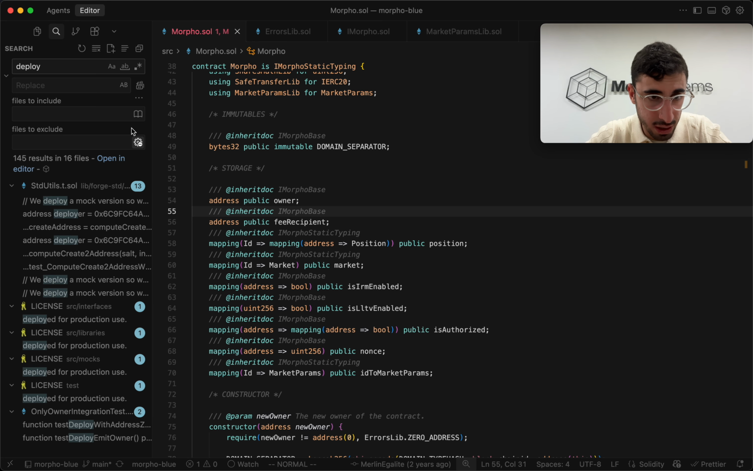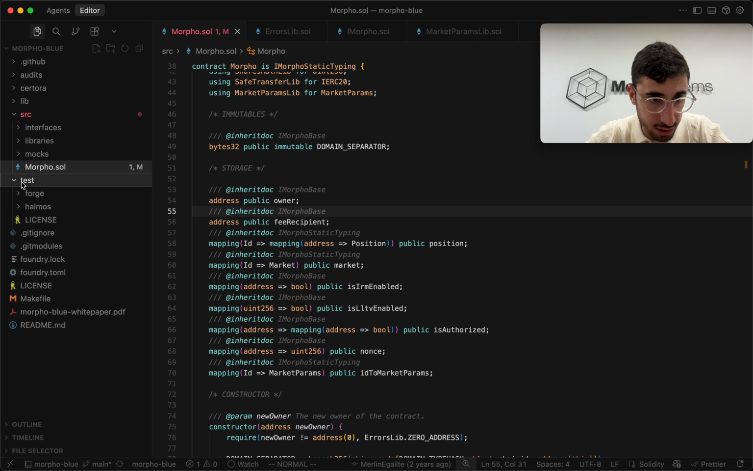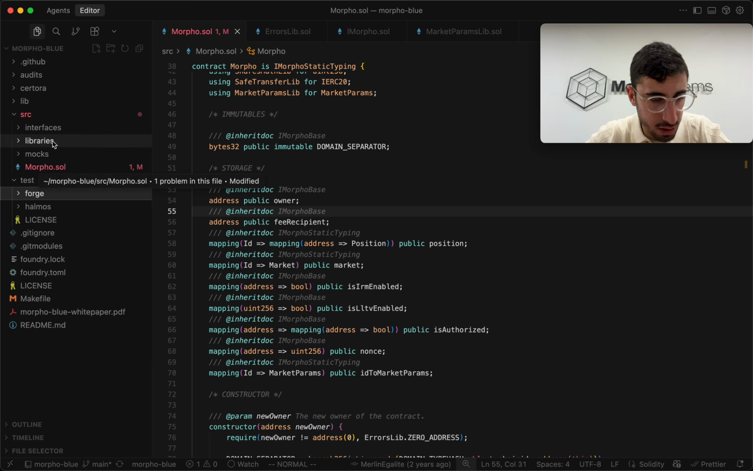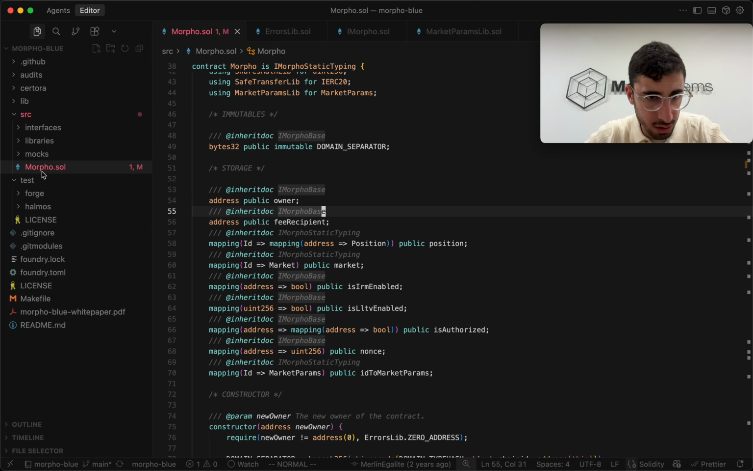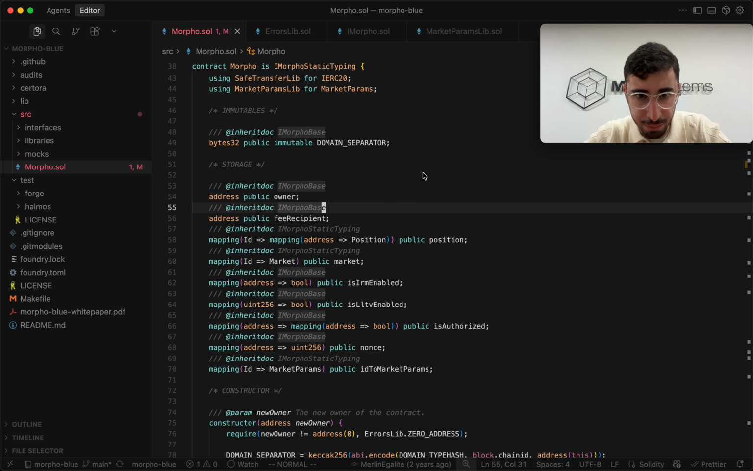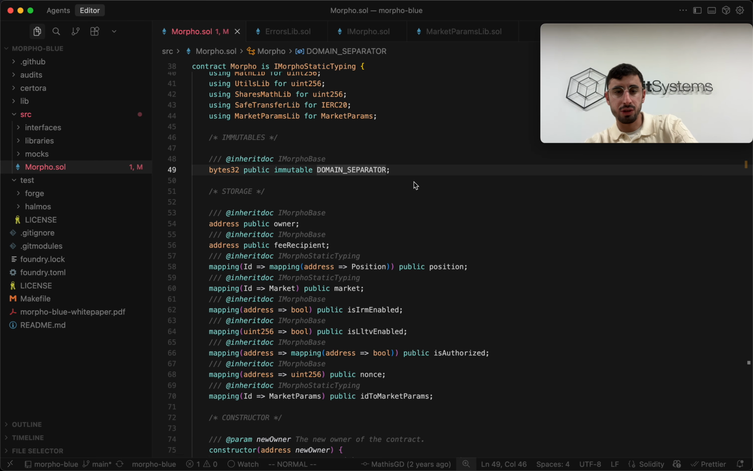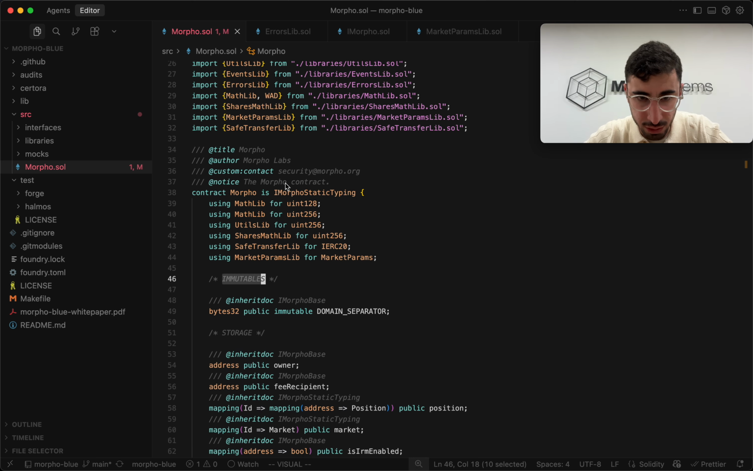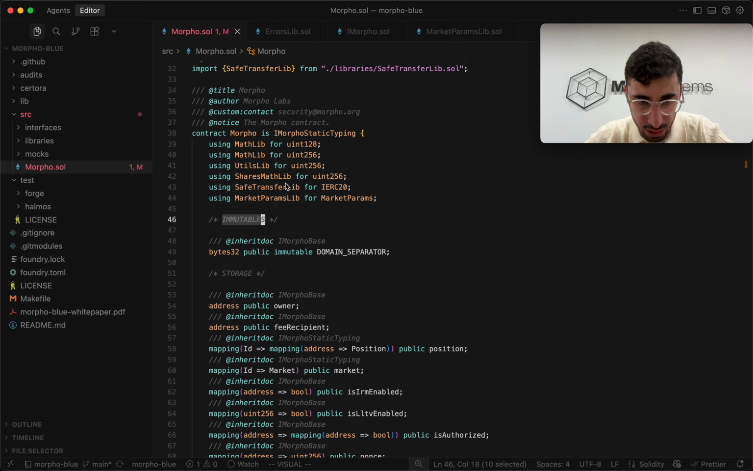So they have deployment script. They have the tests in here. Tests, these are all the tests. Forge and Helm's tests. But they don't have the deployment scripts in here, which is kind of interesting. Okay. So looking at the storage variables, also I like these. I kind of like the comments, like immutable, storage, constructor, modifiers, and so on and so forth.